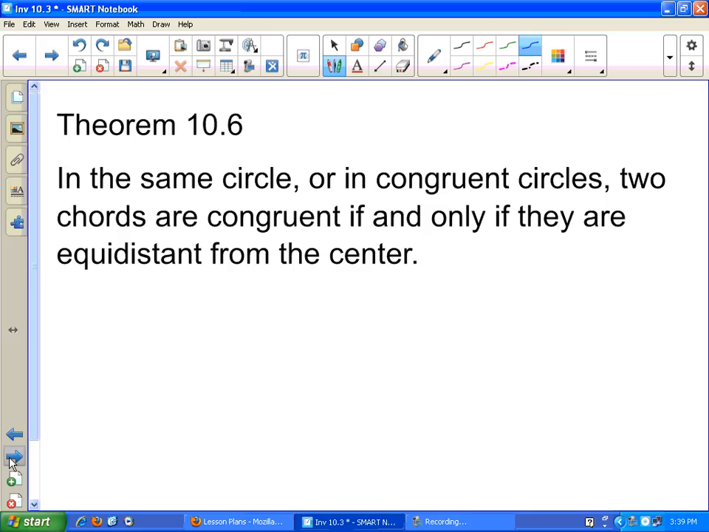Theorem 10.6. In the same circle or in congruent circles, two chords are congruent if and only if they are equidistant away from the center. Okay, I'll do a couple properties of this here. And you do have a couple of these on your homework tonight.